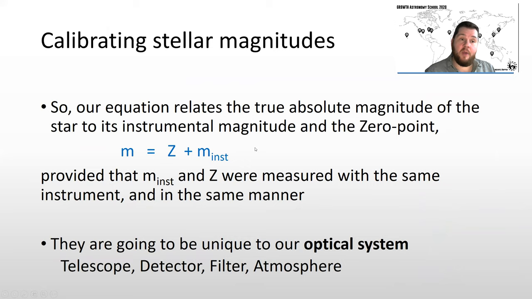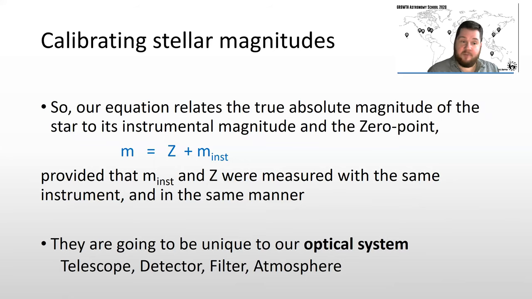So we have this equation relating what we're going to call the true absolute magnitude, the absolute magnitude that we would measure on any telescope, to the instrumental magnitude and the zero point. And these instrumental magnitude and zero point are intrinsic to my optical system. This is going to be true, providing that M_inst and Z are measured with the same instrument in the same way. I can't measure Z for one telescope and M_inst for a different telescope and hope to get a reasonable number for the absolute magnitude at the end. So these particular numbers are going to be unique to my optical system.